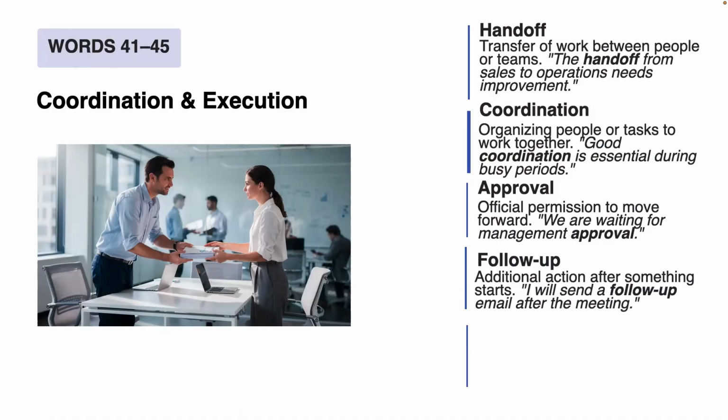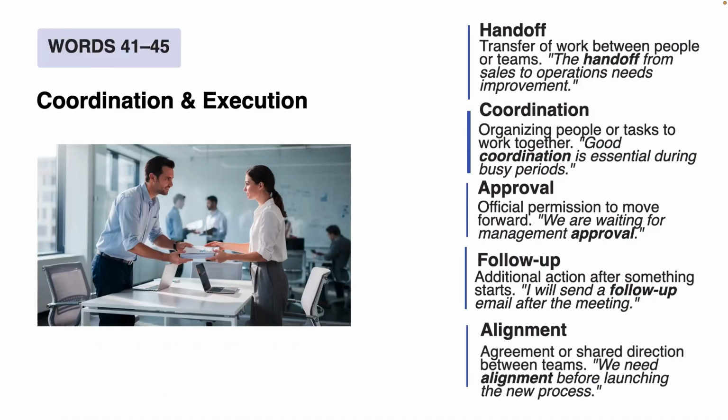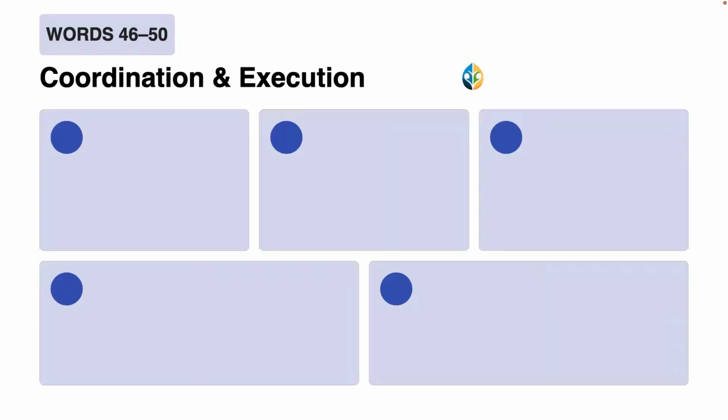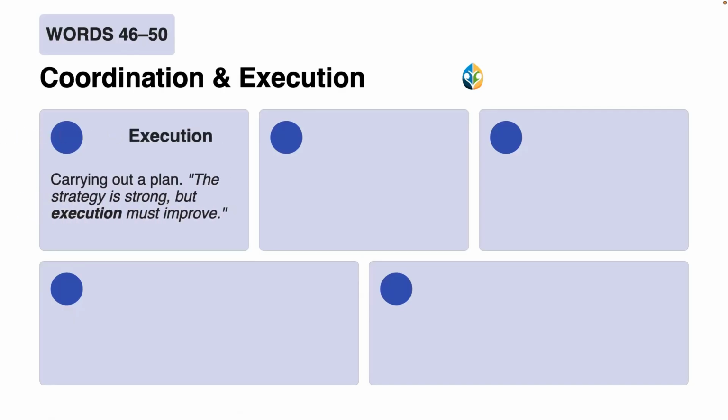Follow-up. Additional action after something starts. I will send a follow-up email after the meeting. Alignment. Agreement or shared direction between teams. We need alignment before launching the process. And our last group, coordination and execution. Execution. Carrying out a plan. The strategy is strong, but execution must improve.